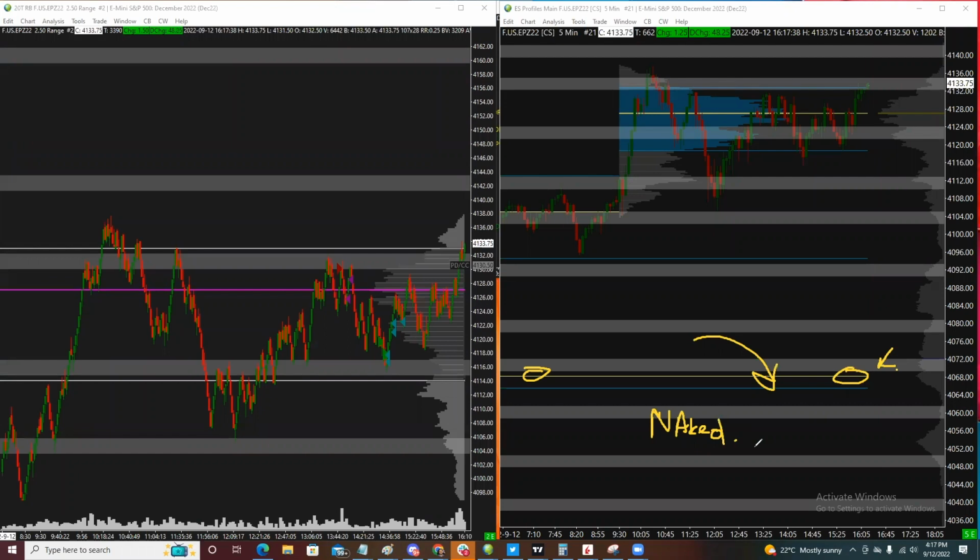So this is going to be a downside target if price does directionally push to that area, and we'll talk about how that may happen as well.